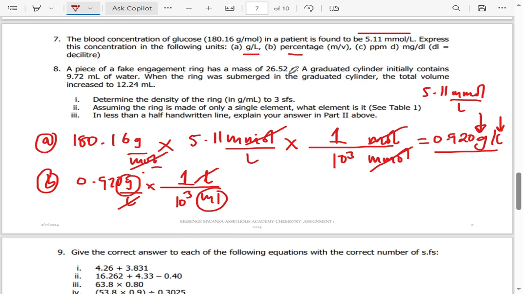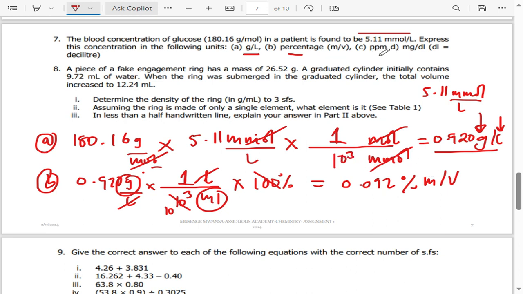Now, percentage mass by volume. This is a percentage. So the answer that is in gram per milliliter is supposed to be multiplied by 100%. That gives you percentage mass by volume. So this 100 can cancel with this 1000. So you are going to remain with a 10 here. 10 into 0.9. So that will give us 0.092% mass by volume. So that is going to be the answer there.